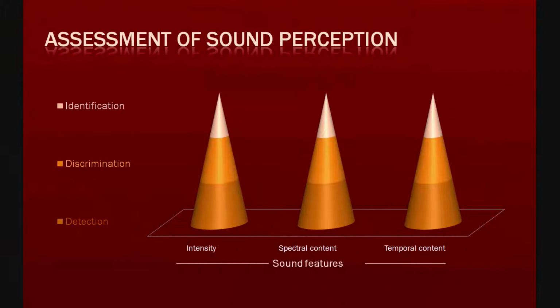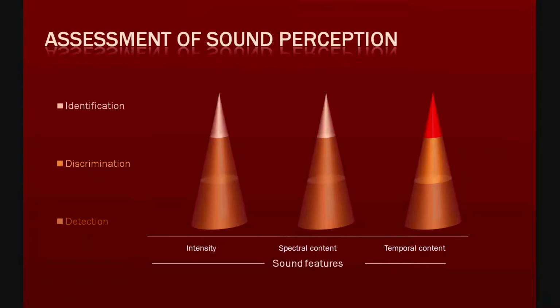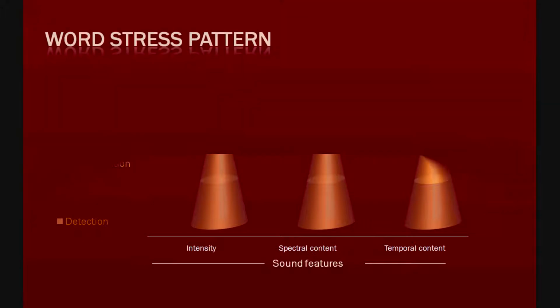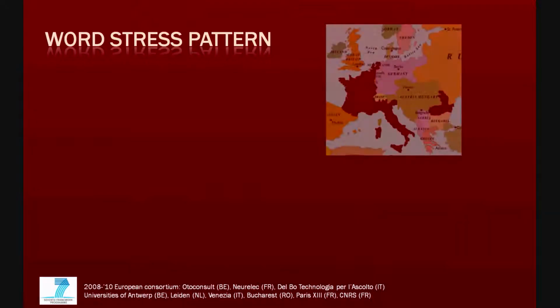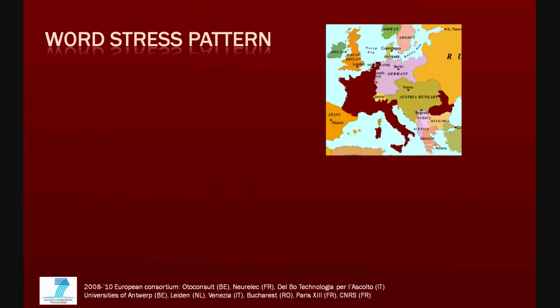The ACE prosodic tests consist of typical threshold measurement by means of an adaptive algorithm. The word stress pattern test is an identification task to assess the temporal coding of sound. It was developed by a European consortium consisting of companies and universities of Belgium, the Netherlands, Italy and Romania. This project was funded by a European 7th Framework Research Grant.